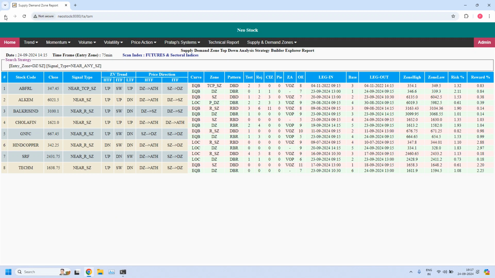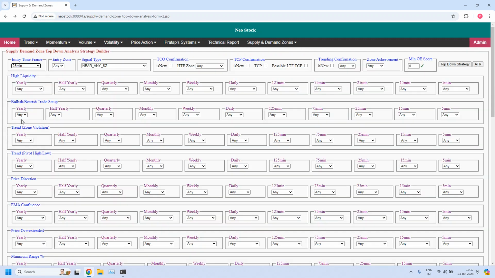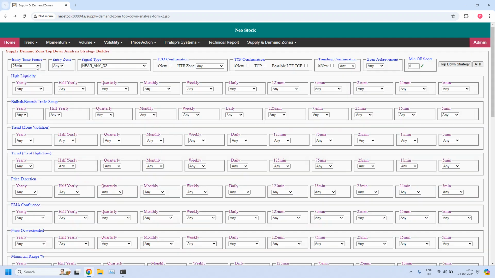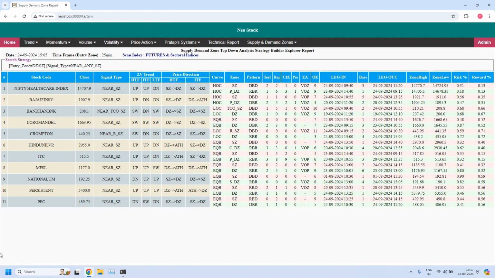Next time frame is 25 minutes. Let us find the stocks near the 25 minutes demand zone. 4 stocks are filtered. Next, for the 25 minutes time frame, let us find the stocks near the 25 minutes supply zone. 11 stocks are filtered.